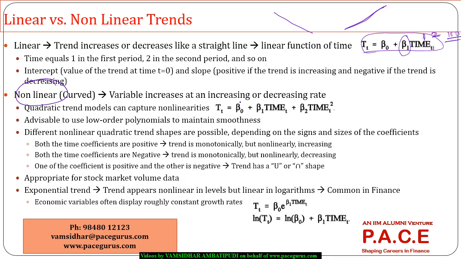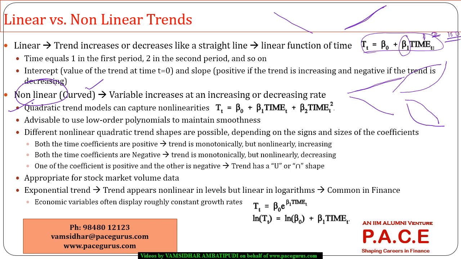And I could also have a non-linear or a curved kind of trend as well. So the variable value increases or decreases, but not as a straight line. It's not a constant increase or a constant decrease. It could increase at an increasing rate, or it could increase at a decreasing rate. It could decrease at an increasing rate or decrease at a decreasing rate. All kinds of possibilities are there. So you are getting a curve, not a straight line, with respect to the non-linear trend. That's the reason we call it a curved trend.